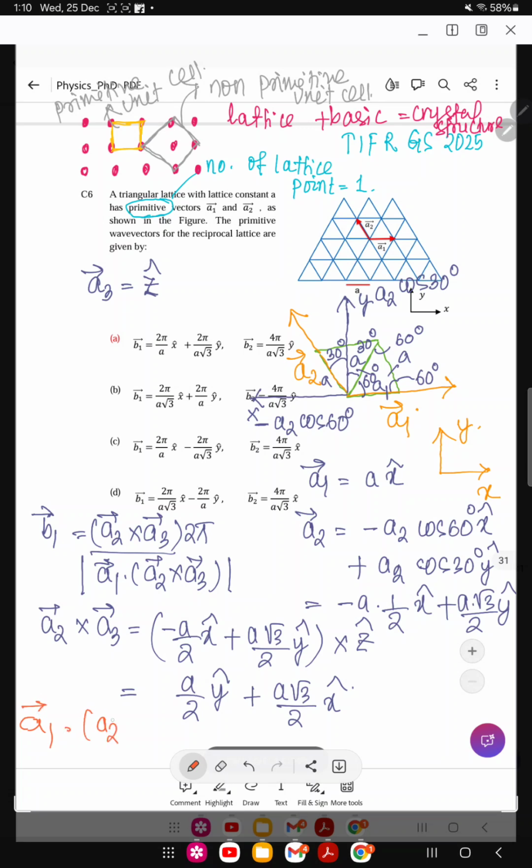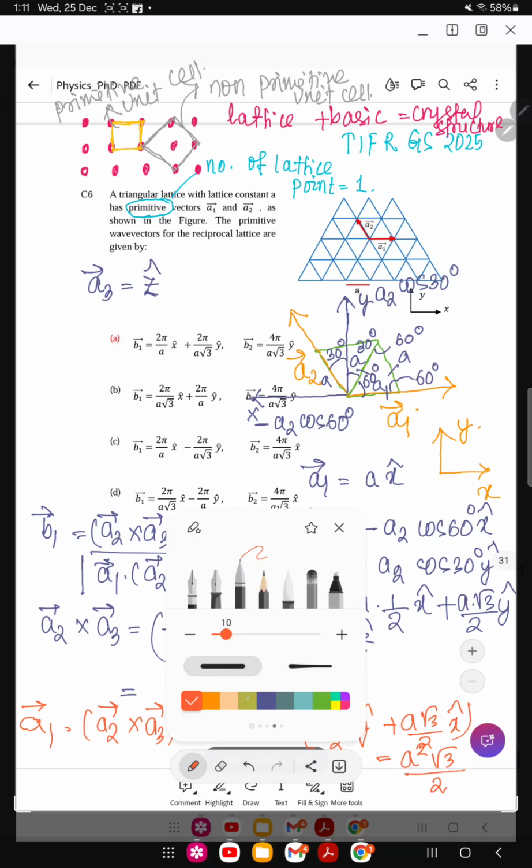Another thing we have to do is the dot product of this with a1, that is a1 dot a2 cross a3. This gives a x cap dotted with a by 2 y cap plus a root 3 by 2 x cap. In a dot product, x cap dot x cap is 1 and x cap dot y cap is 0. So it gives a squared root 3 by 2.